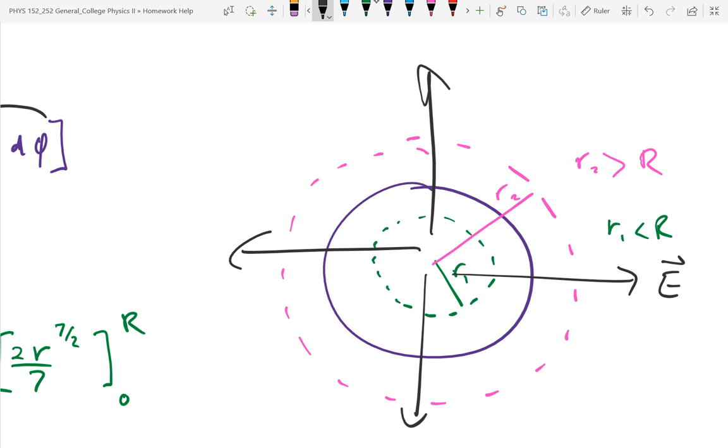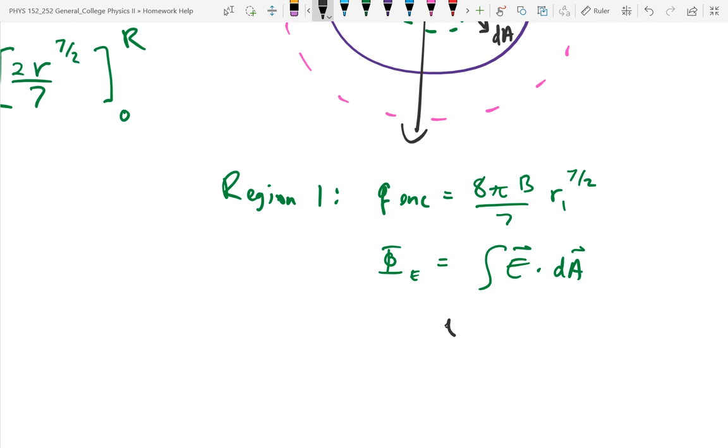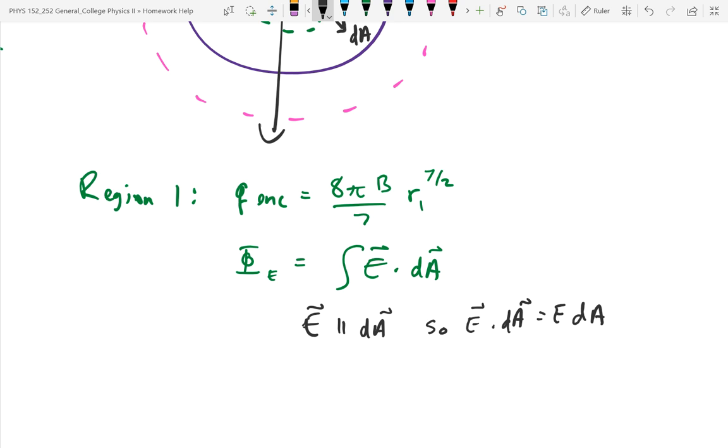And on my surface, dA is the direction normal to the surface coming out of it. And so everywhere on the surface, E is parallel to dA. So E dot dA just equals E times dA. So I've simplified my integral because it no longer has a dot product. How did I simplify it? I have to explain the math.